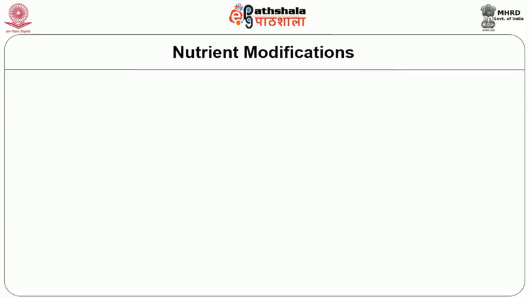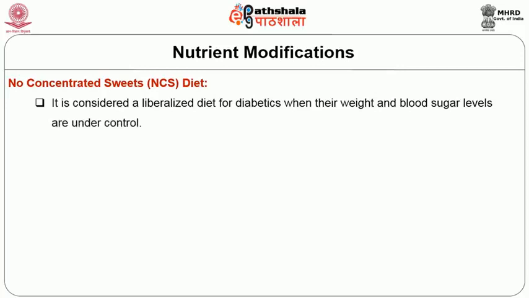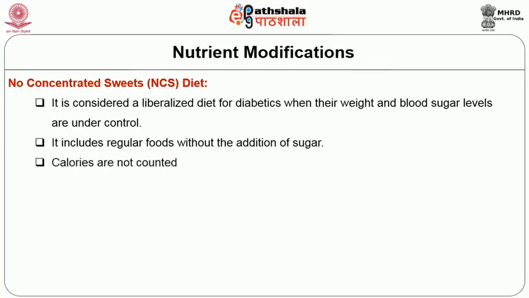And first is the nutrient modifications. When we talk about the no concentrated sweets diet, it is considered a liberalized diet for diabetics when their weight and blood sugar are under control. It includes regular foods in the meal without any addition of sugar, and calories are not counted here. Now, the next category of diets are the diabetic or calorie control diets.